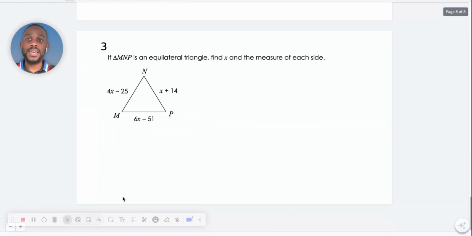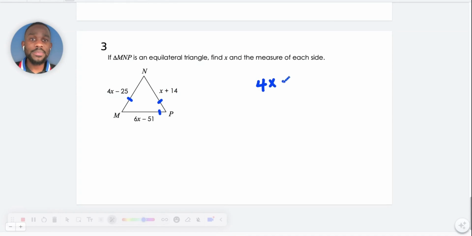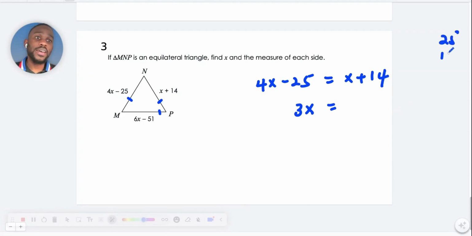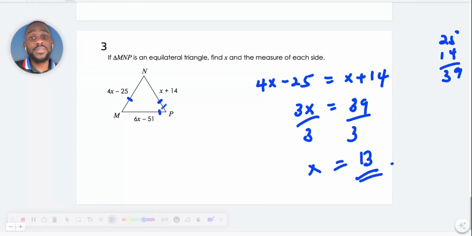They're giving us this problem and they're telling us triangle MNP is an equilateral triangle. Find x and measure of each side. It means this side here has to be equal to this side there, and it has to be equal to that side right there. That's what it means. If you get the value of x, just choose the easiest equation. For me, I'll choose these 2 sides and equate them. So meaning 4x minus 25 should be equal to x plus 14. If I bring x the other side of the equation, I'll be left with 3x is equal to, take 25 the other side of the equation, you'll have 25 plus 14, which will be 39. Divide 3 both sides of the equation, you'll get x is equal to 13, right? So the value of x is 13.